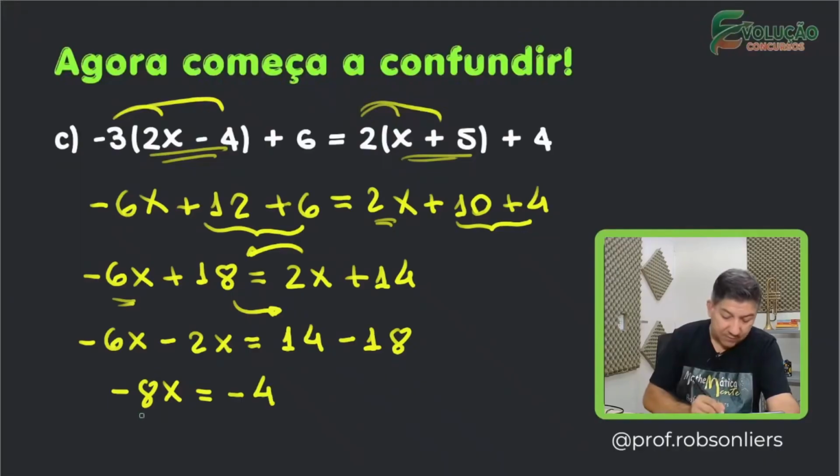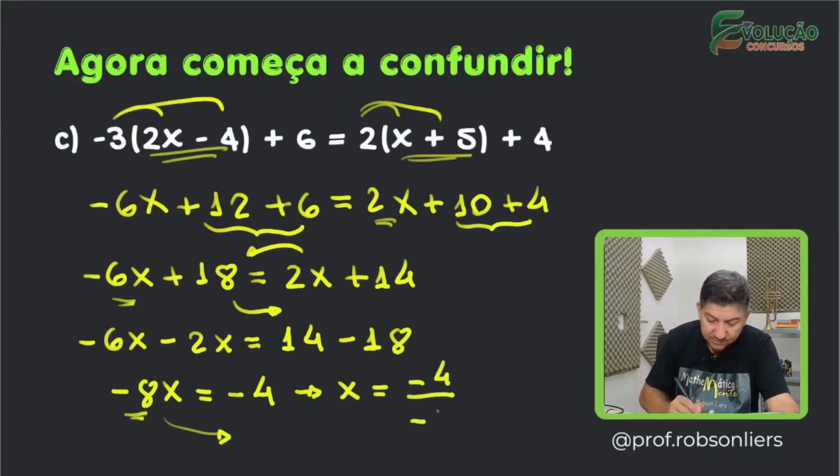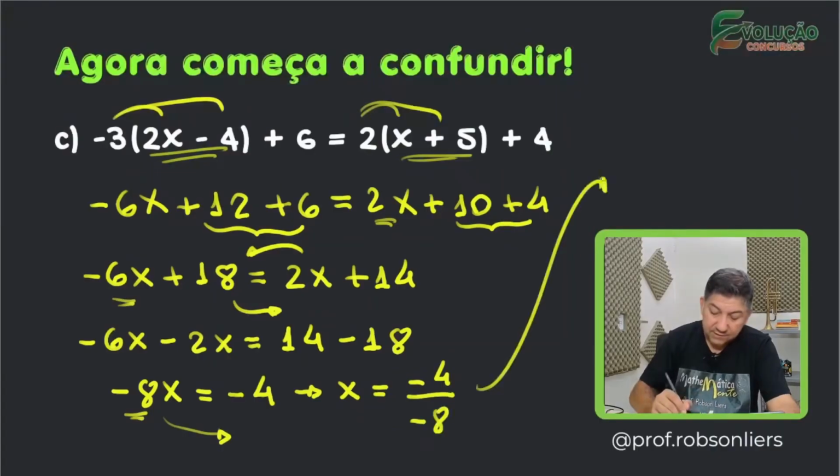Here we can take the minus 8, which is multiplying x, and move it to the other side, dividing, just like we did in the other equation. That way x will be by itself. This is equal. Minus 4 stays here over minus 8. Minus 8 is multiplying. I move it to the other side, dividing by minus 8. What are we going to do here? X will be equal to minus divided by minus gives plus. So the result is positive.